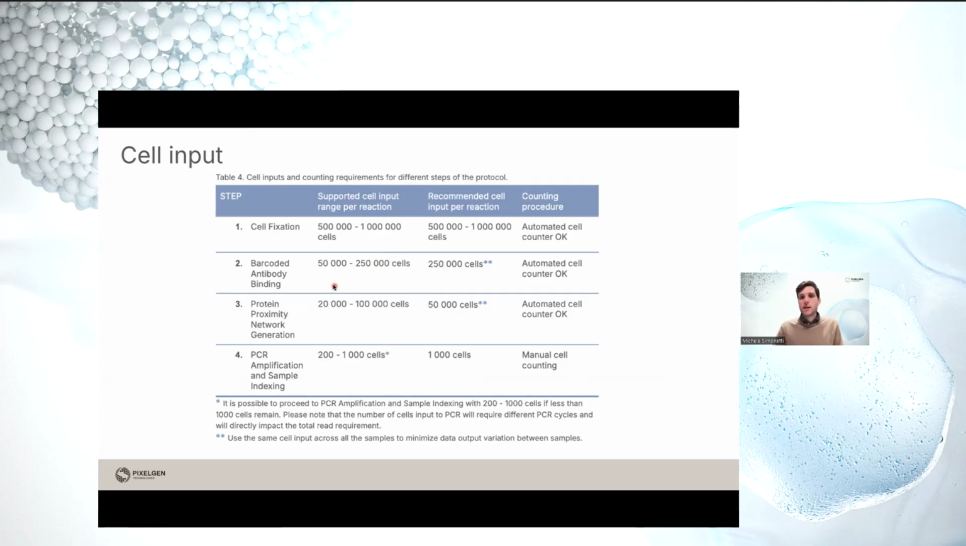For the barcode antibody binding, the supported range goes from 50,000 to 250,000. Here you can see the recommended cell input. Protein network generation from 20,000 to 100,000 cells. And then for PCR, the input that we recommend having to have enough statistical power is 1,000 cells.